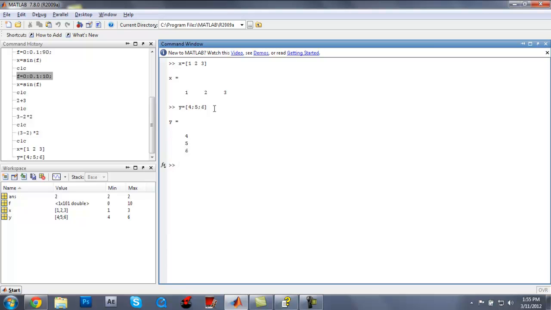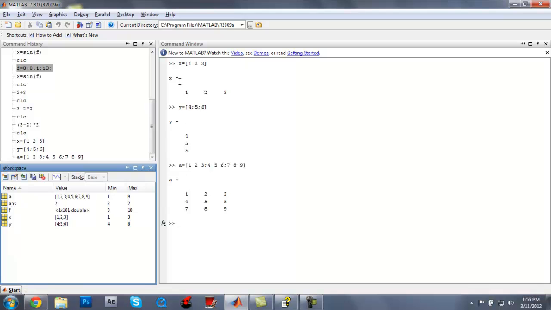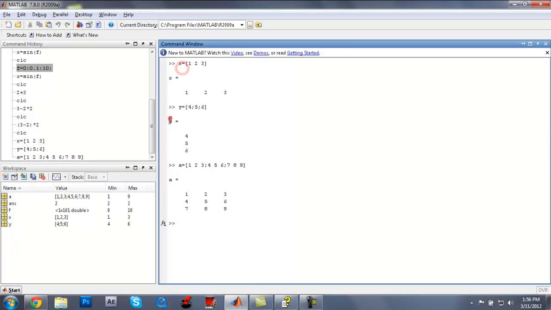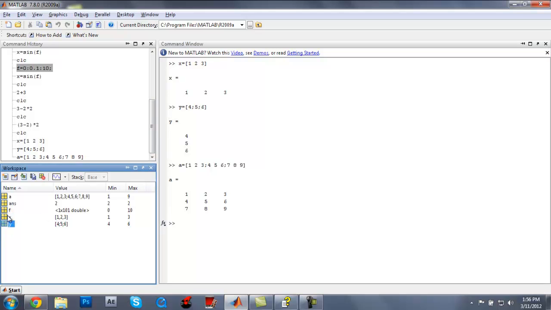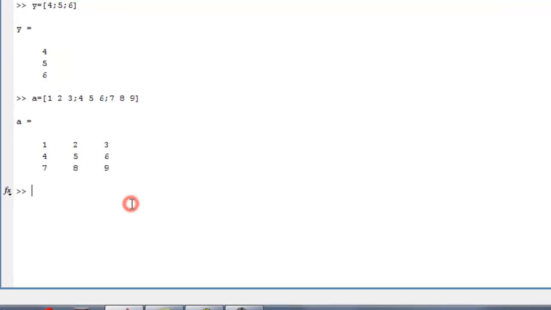So I will define a matrix by A is equal to, for a row I just give spaces, 1 space 2 space 3. I have to terminate this row. Now 4 space 5 space 6, second row terminated, 7 space 8 space 9, third row terminated, hit enter. You get a matrix of 3 by 3. You can see on my left hand side, here in the workspace, the values which we are defining, for example x and y. The value of x is 1 2 3, y is 4 5 6, and the value of A is also given, which is the latest value of A.